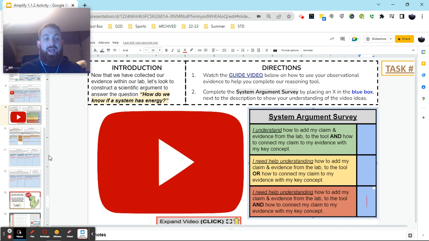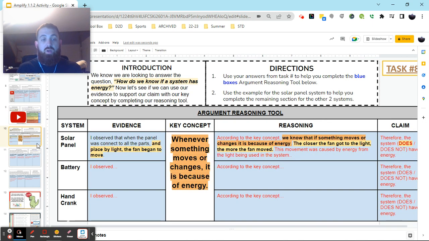So let's go ahead and take a look at how we're going to take what we did in the lab and put it into our reasoning tool, so we can answer our question, how do we know if a system has energy? So we know we're looking to answer this question.